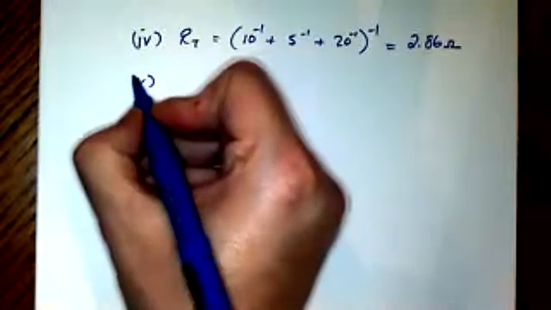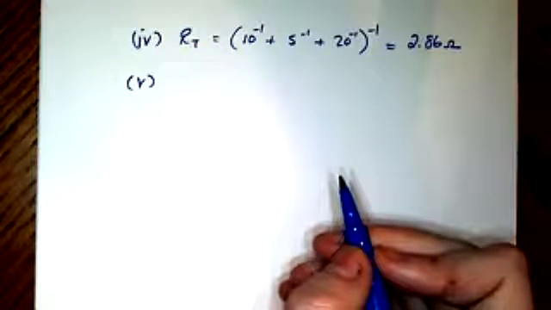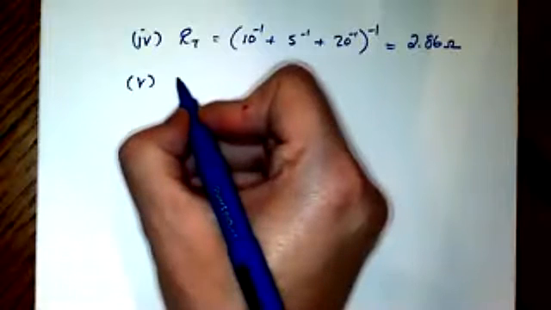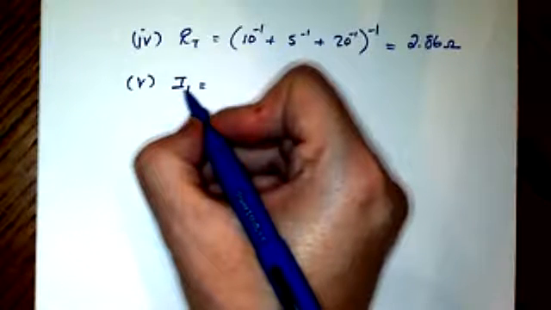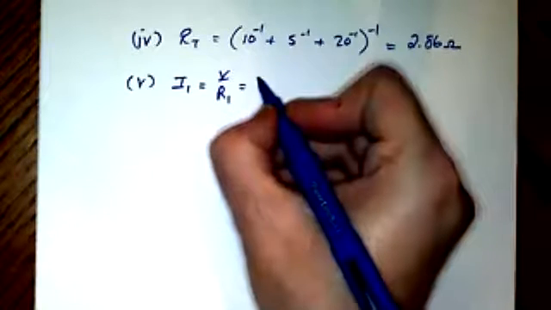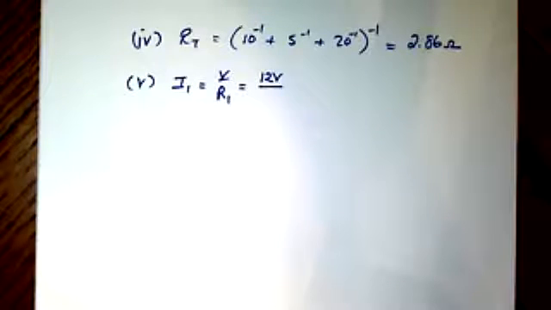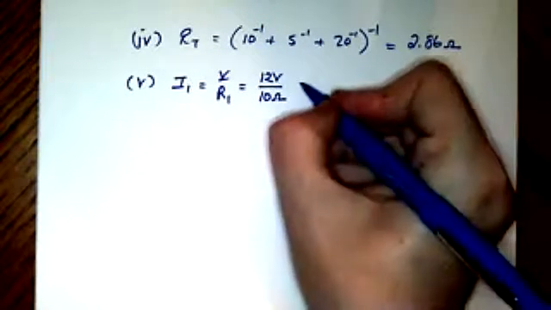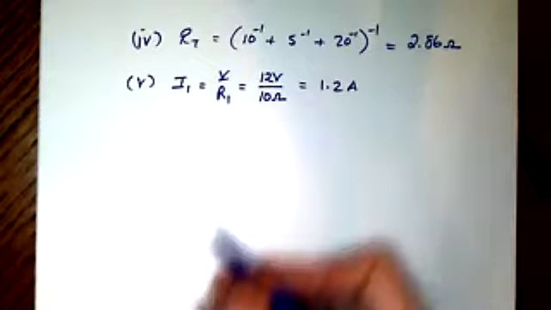Part 5 says to calculate the current measured in ammeters 1, 2, and 3. Let's call them I1. Well, we know that current is going to be V divided by R. So the voltage stays the same, so that's going to be 12 volts. I have 10 ohms in resistor number 1. 12 divided by 10 is 1.2 amps.